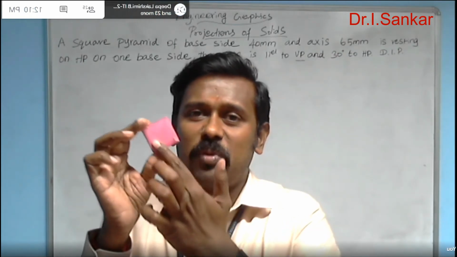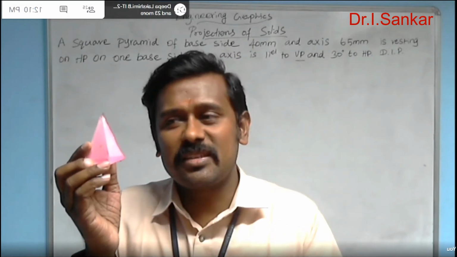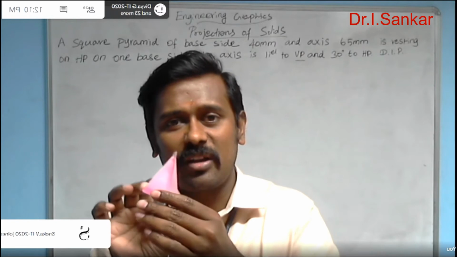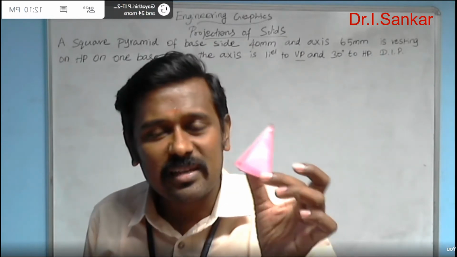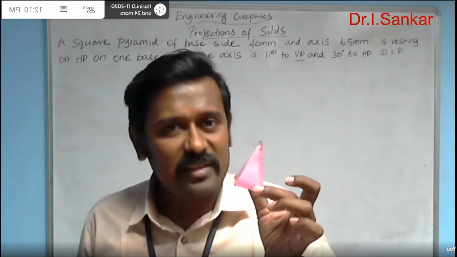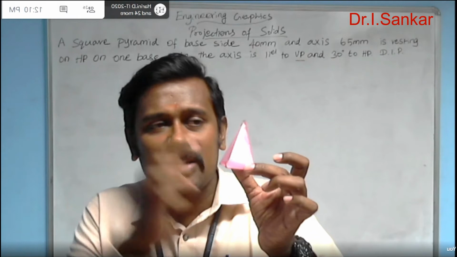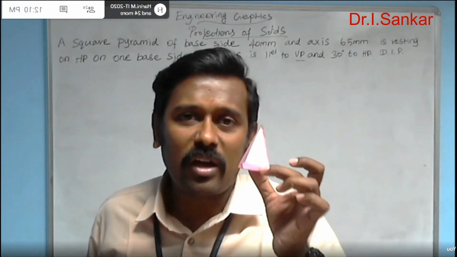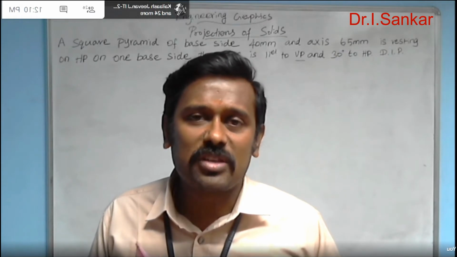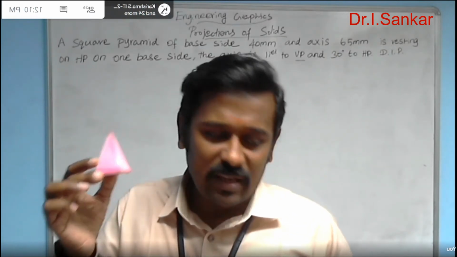One base plane in the shape of a square, and 4 side faces in the shape of isosceles triangles, and one apex corner. So how many edges are in this solid? Actually 4 base edges and 4 side edges, 8 edges. How many corners are in this solid? 4 base corners and 1 apex point. Totally 5 corners. Out of all this, this solid is going to rest on HP by one of its base edges.